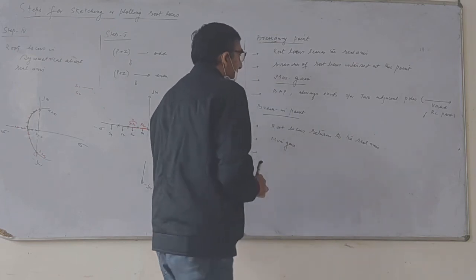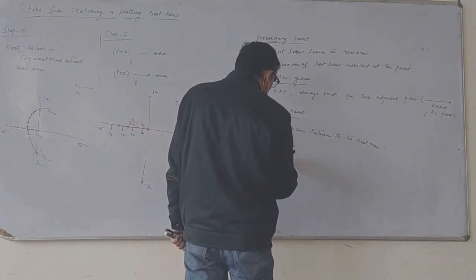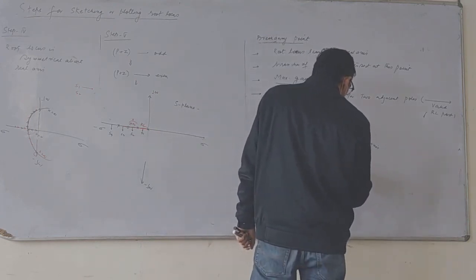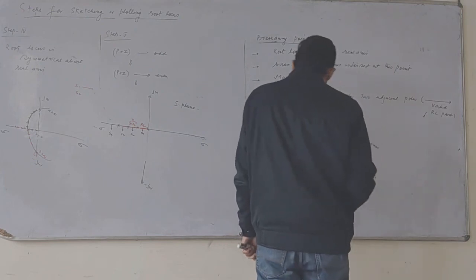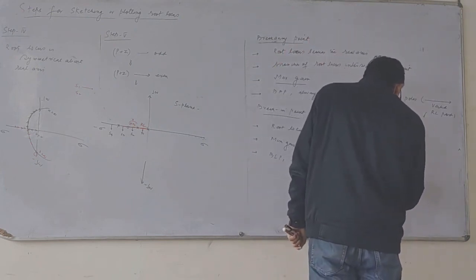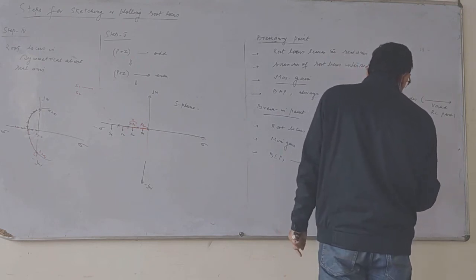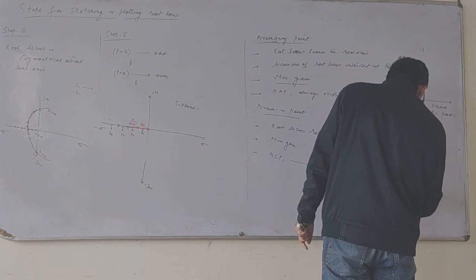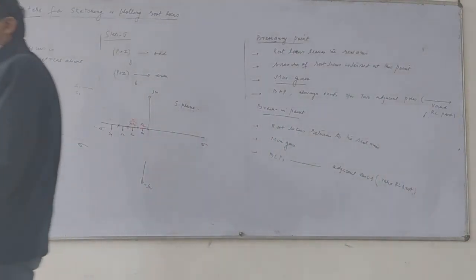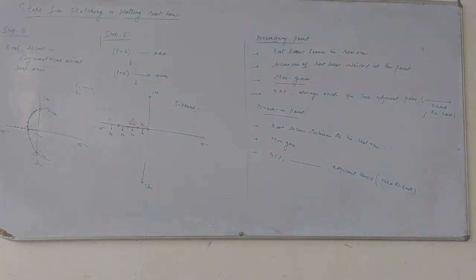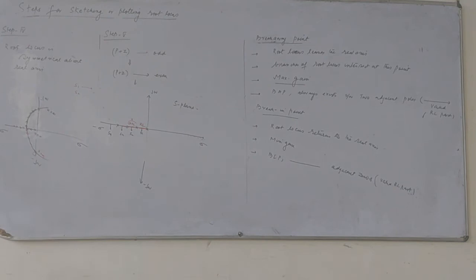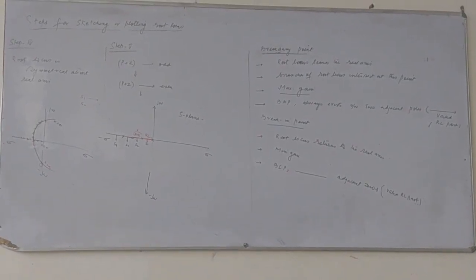And for the condition to be satisfied, a breakaway point will always exist between two adjacent zeros, only if that breaking point is a valid root locus part. So that point should be a valid portion of the root locus. The root locus should exist there. Then only will that point qualify to be a breaking point. Okay. This was something about the breaking point.